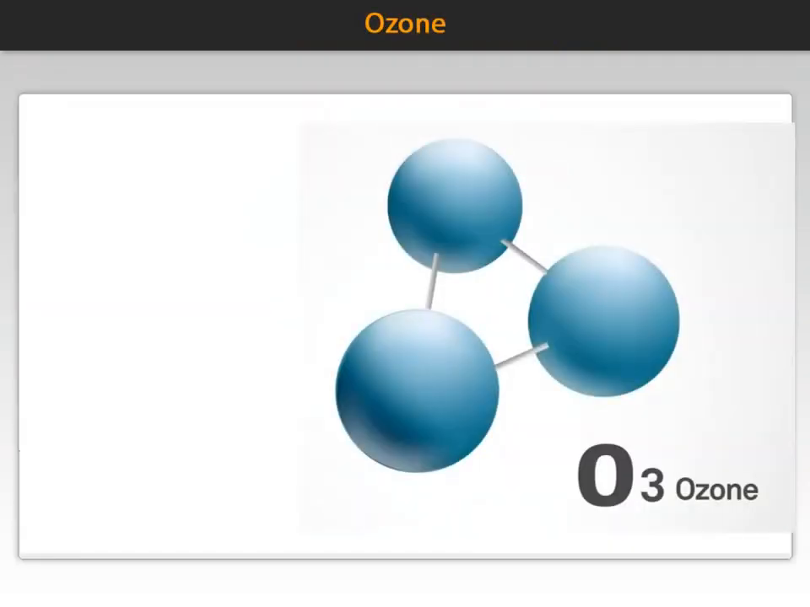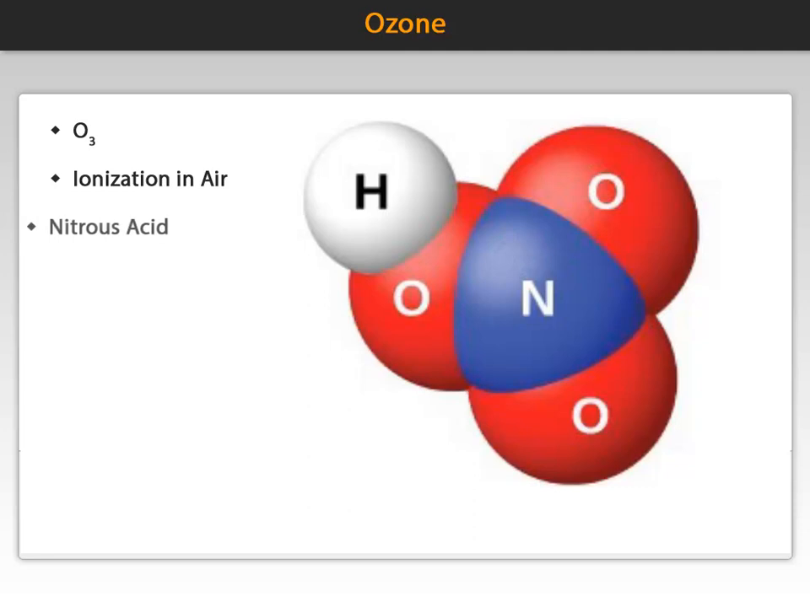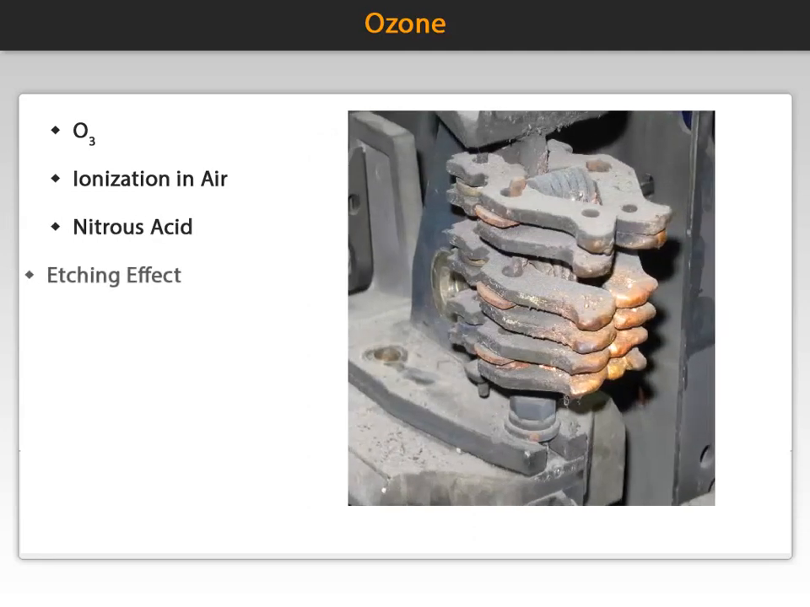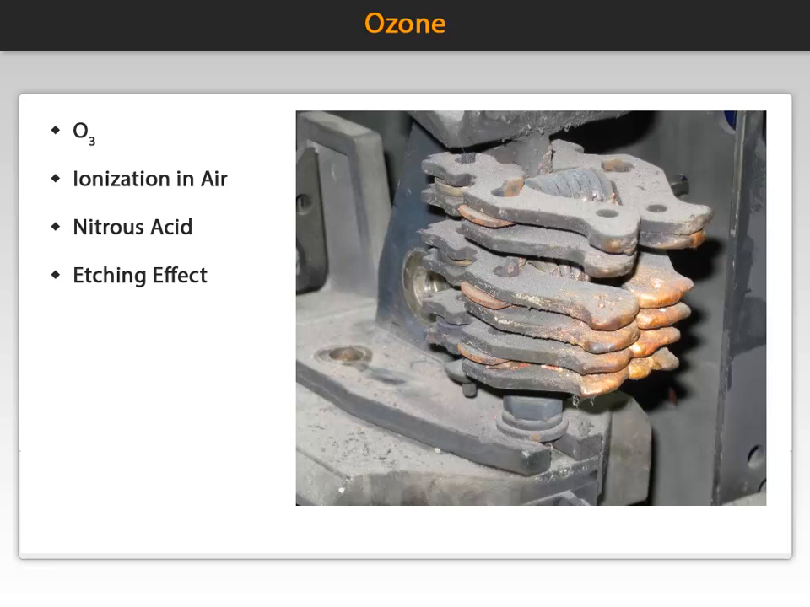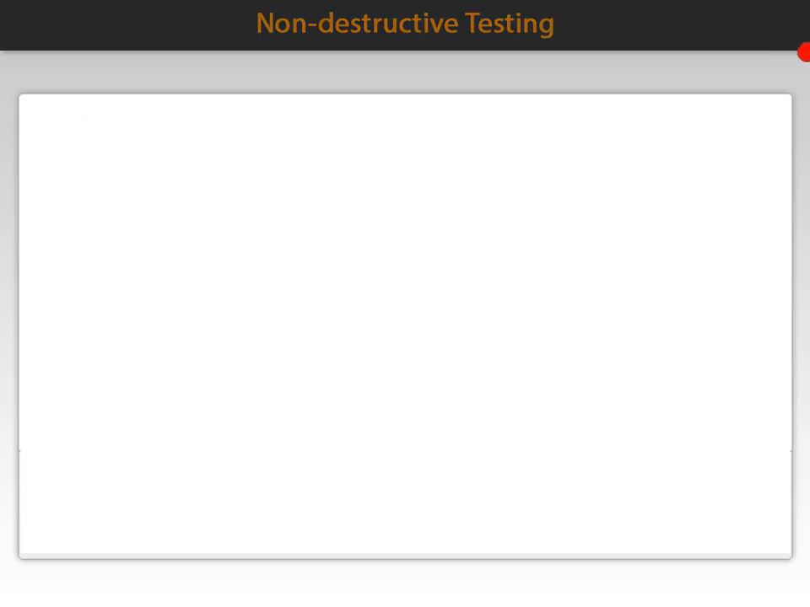When ionization in the air occurs, one of the products is O3, or ozone. Ozone combined with the presence of moisture produces nitrous acid. The etchant effect of this, along with white oxidation, can be seen as residue on electrical equipment.